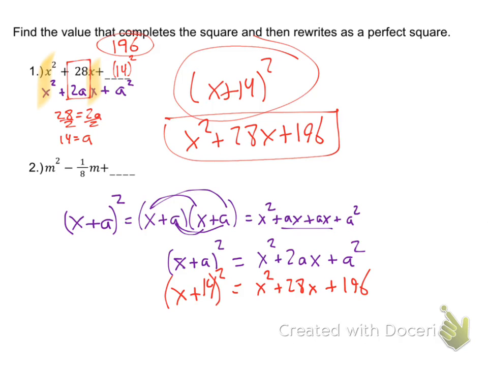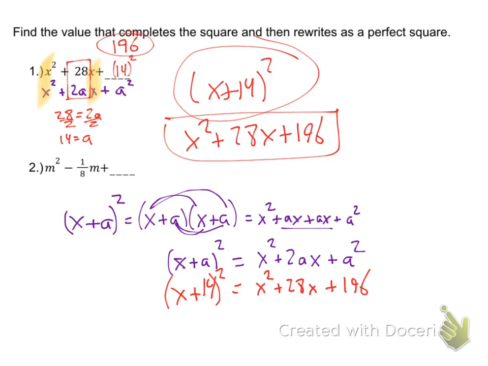Wait, where did 14 come from? The 28. What did I do to it? I divided it by 2. So half of 28 gave me 14. Then I took that and I squared it to get 196. So I took half of b and squared it.